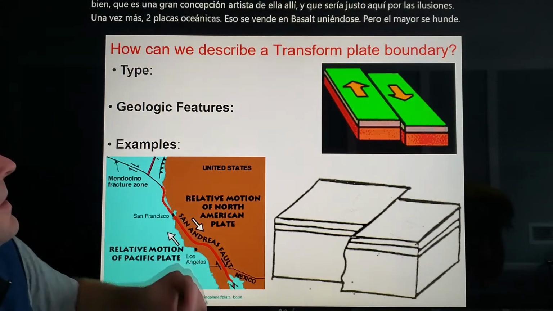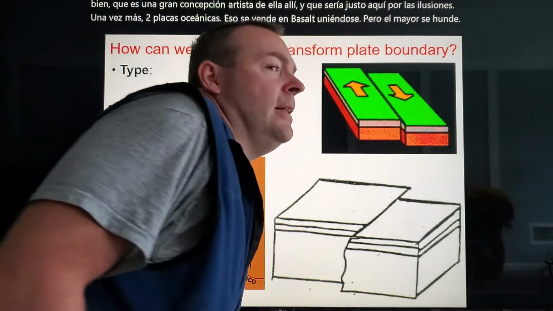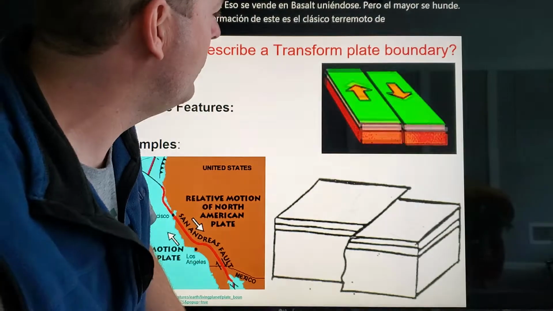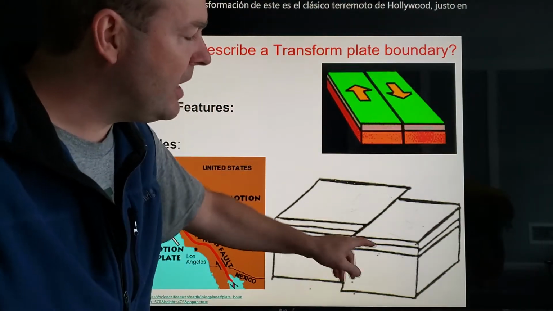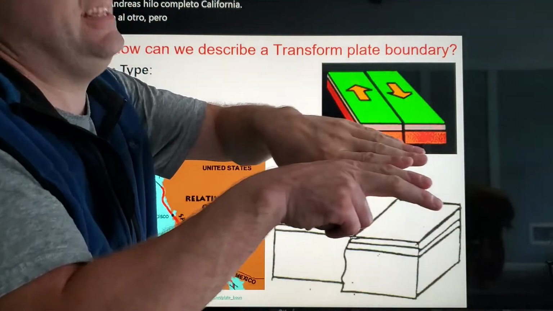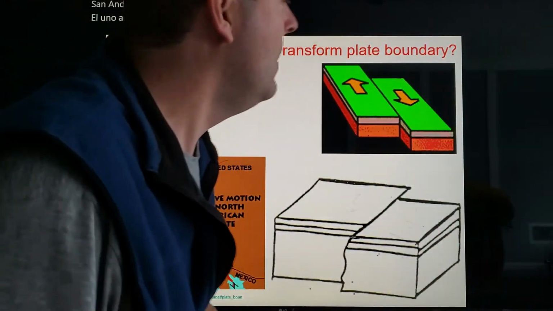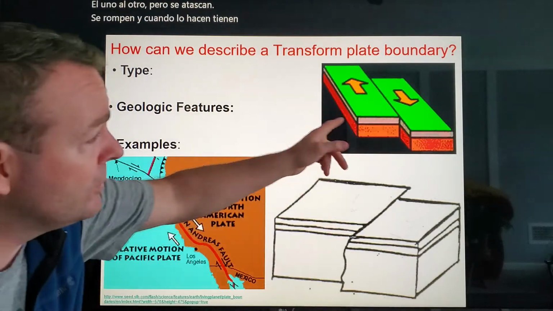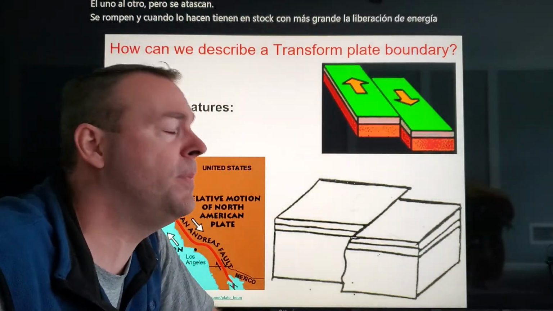Okay. And then you get the transform. This is the classic Hollywood earthquake, right, in the San Andreas Fault, California, where the plates are trying to slide past each other, but they get stuck, and they build up energy, and eventually they snap. And when they do, the longer they've been stuck, the bigger the energy release is going to be. This is also what happened in Haiti a few years back.